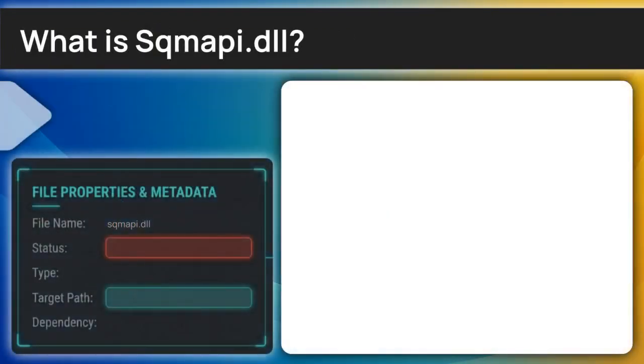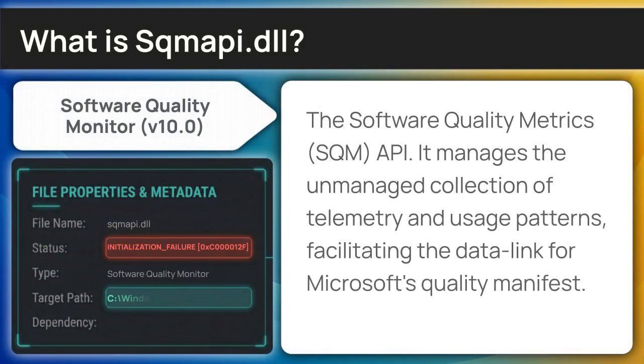This is the Sqmapi, the Software Quality Metrics Sqmapi. It manages the unmanaged collection of telemetry and usage patterns, facilitating the data link for Microsoft's quality manifest.